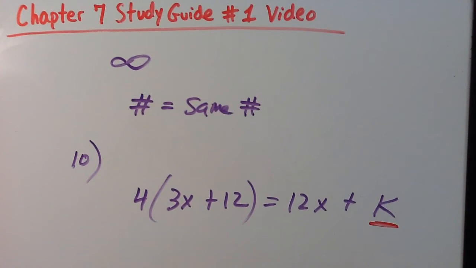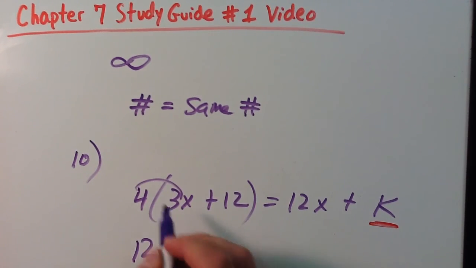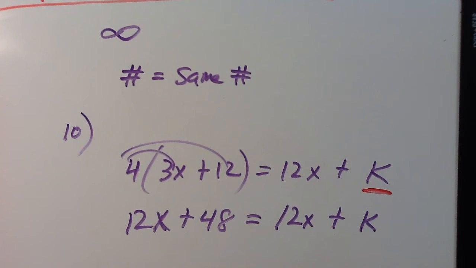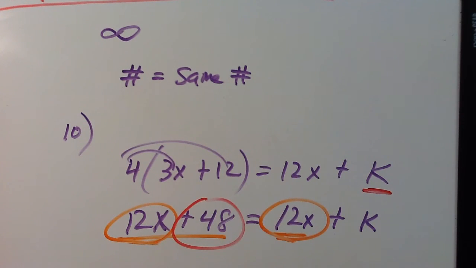Okay, I see parentheses. Let's get rid of the parentheses by the distributive property. 4 times 3x is 12x, and 4 times 12 is positive 48. Okay, that's equal to 12x plus k. Now look at the left side. The left side I have 12x plus 48. On the right side I have 12x. So this is the same as this, right? And so basically I need to get this second term to look the same. This term is 48, positive 48.